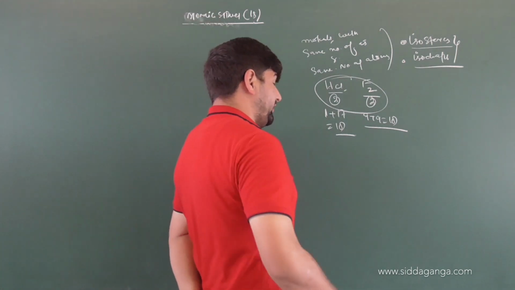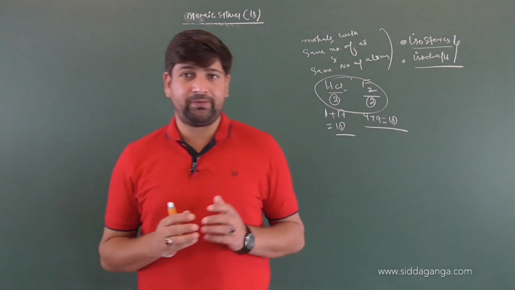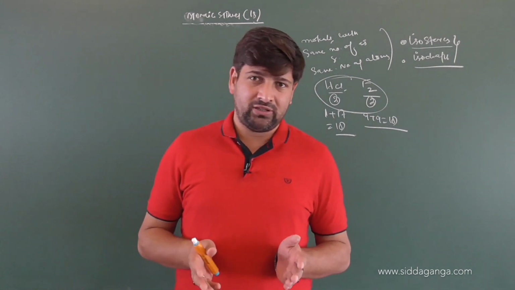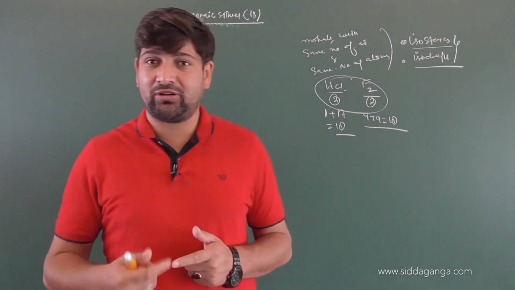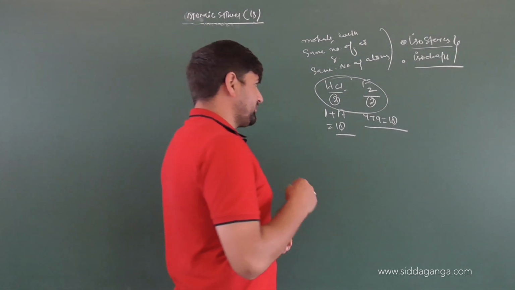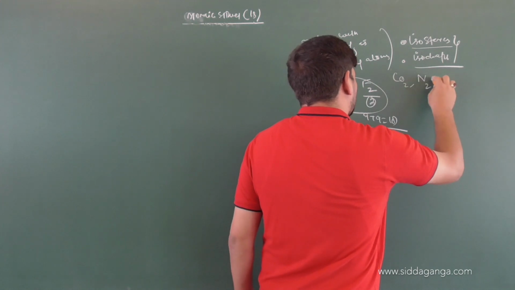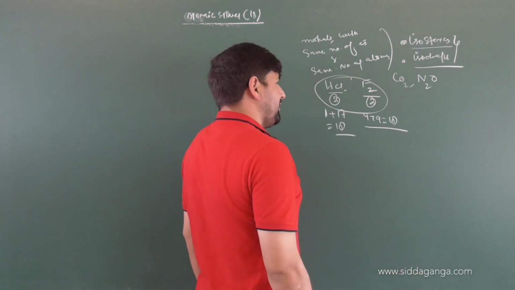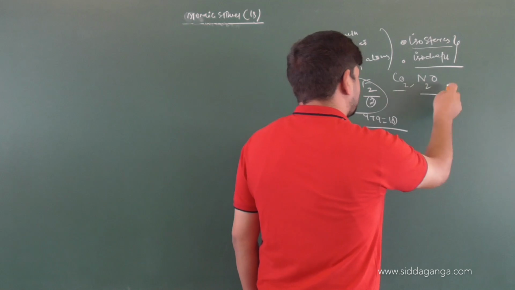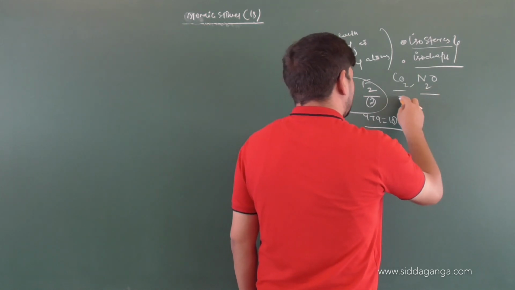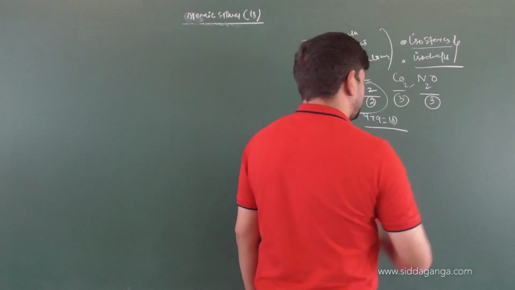Let's have a look at one more. It's not necessary that the atoms should be the same. Atoms can be different, but the number of atoms should be the same and the number of electrons should also be the same. Suppose, children, if I have CO2 and N2O, they definitely have the same number of atoms. This has number of atoms 3, this also has number of atoms 3.